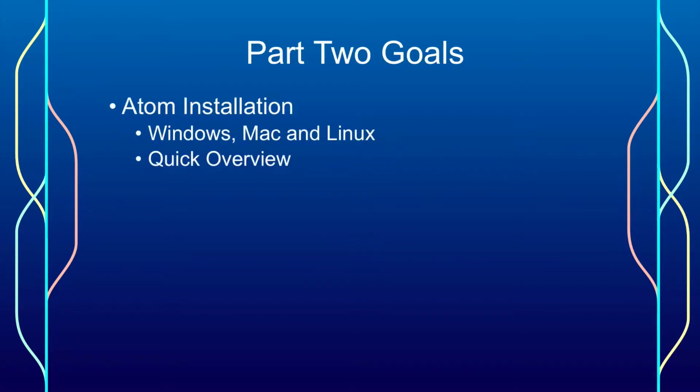My goals for part 2 are to walk through the Atom installation. Atom is a text editor that I like using because it's cross-platform and it's a pretty good editor. I'll be walking through the installation process on Windows, Mac, and Linux. This will be a quick overview, since I have dedicated full videos of the installation process for each operating system.